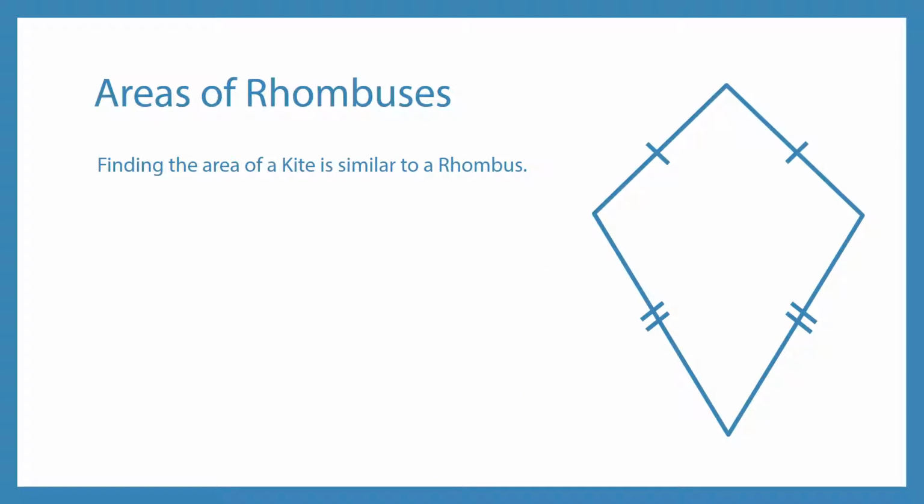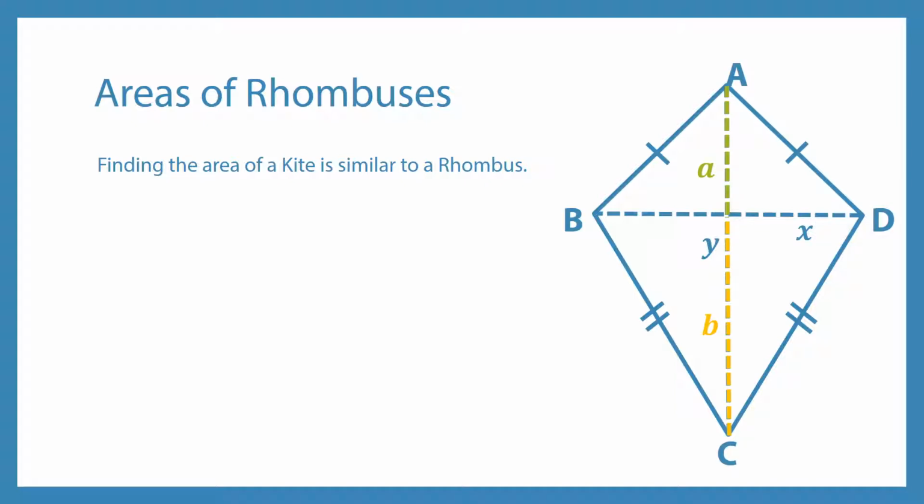Now a kite is quite similar to a rhombus. In fact, the equation ends up being exactly the same, but we have to take a bit of a different path. So again, we can cut it into two triangles using its diagonals. This time the triangles aren't the same. So we're going to have one above the x and one below.